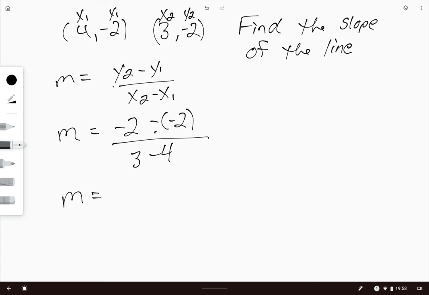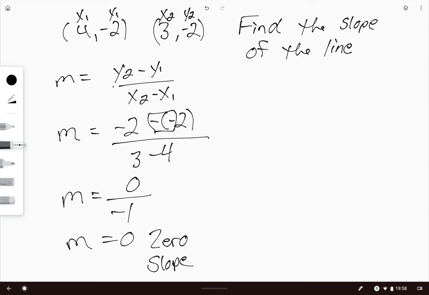So negative 2, and this becomes plus 2. So negative 2 plus 2 gives me 0 over negative 1. So 0 divided by anything is 0. So my slope here is m equals 0. And I would say this is a zero slope line. So if you remember what we've already studied, a zero slope line is just a horizontal line. So anytime you have 0 in the numerator, it's going to be a zero slope line.